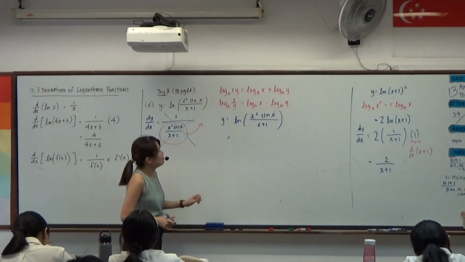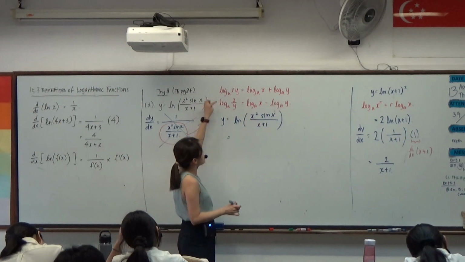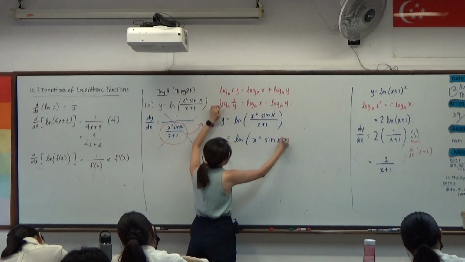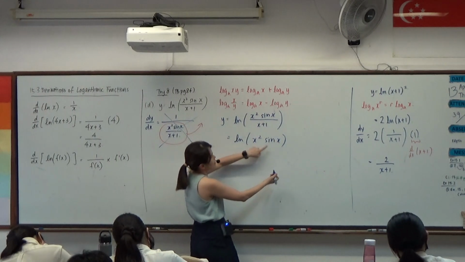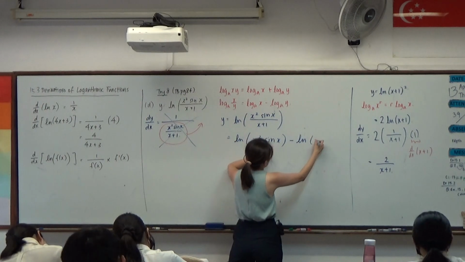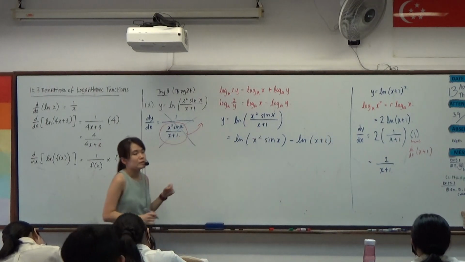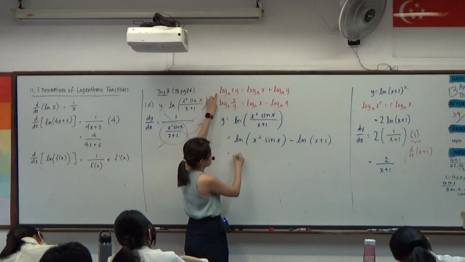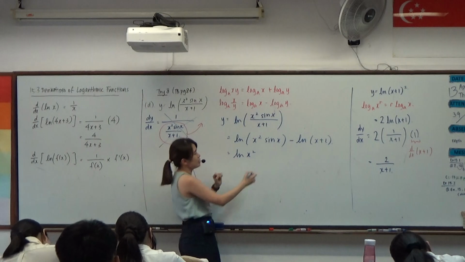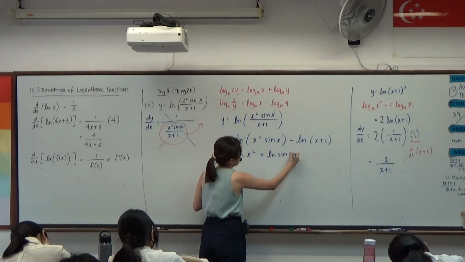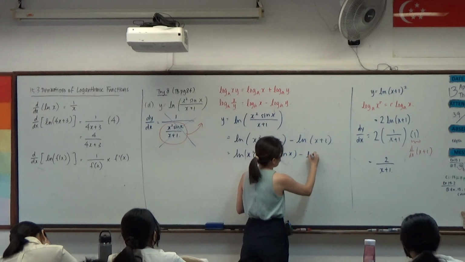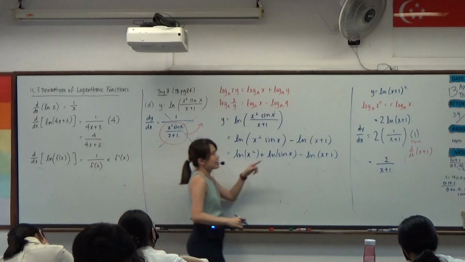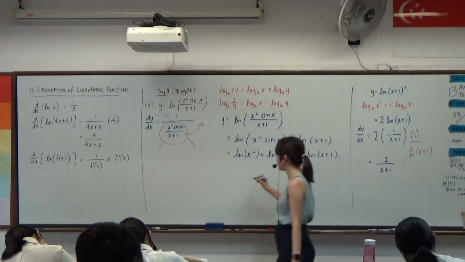Okay. What we will first do is recognize this entire thing as a fraction. We use this second one over here. I'm going to split it out into two separate logarithms. So ln of x squared sine x minus ln of x plus 1. Okay? Then, this is a product of two things. I can use the first one. That is ln x squared plus ln sine x. Okay? Minus ln of x plus 1. And then your ln x squared, I can use this concept here, this law.